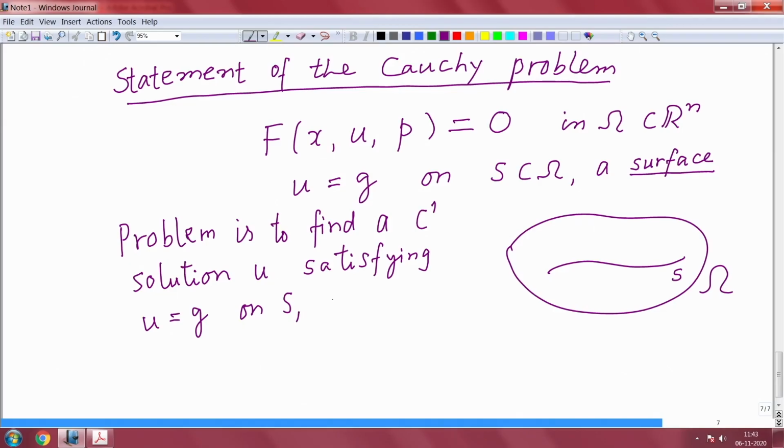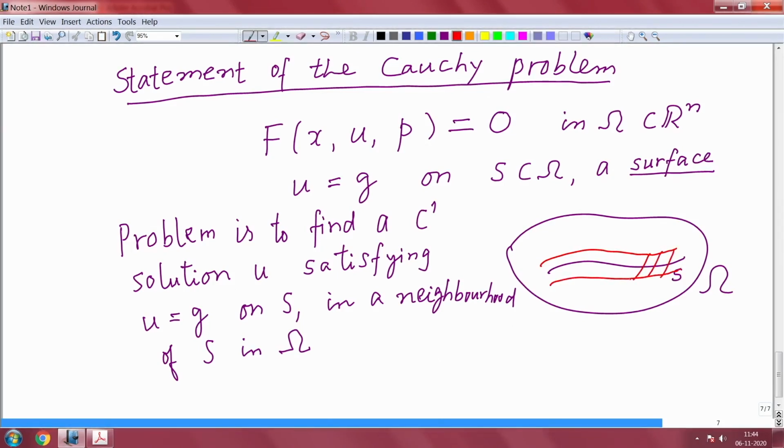And where do you find this solution? In a neighborhood. We are satisfied even if we could find a small neighborhood of S in omega. We will see that even this restriction is essential, even for the linear case. That neighborhood is sufficient for us. Even for the linear case, for example, if omega is R n, we may not be able to find a solution in the entire region R n.